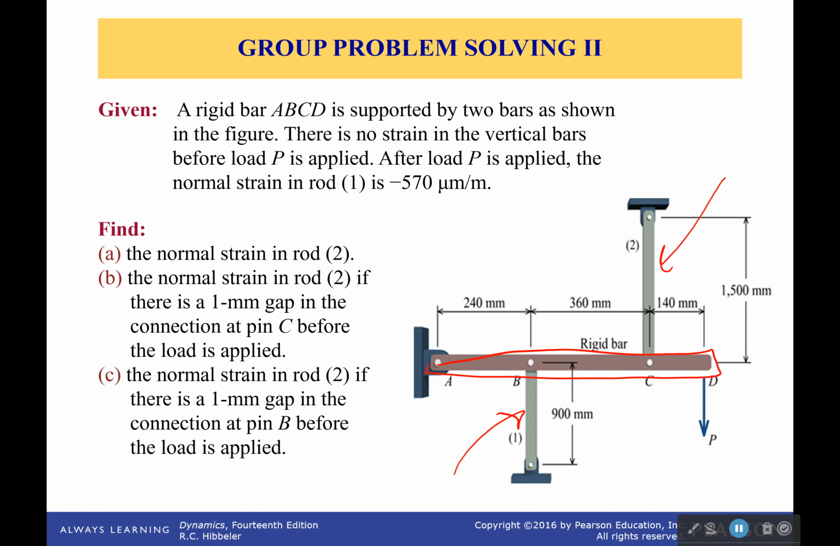Now, what does it want you to calculate? Well, knowing that the normal strain in rod 1 is going to be negative 570 microstrains, means it got compressed. It wants us to find the normal strain in rod 2. The normal strain in rod 2 if there's a 1 millimeter gap in its connection, and normal strain in rod 2 if there's a 1 millimeter gap in this connection.